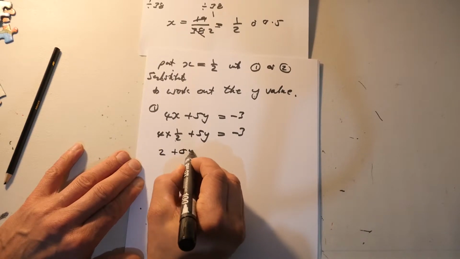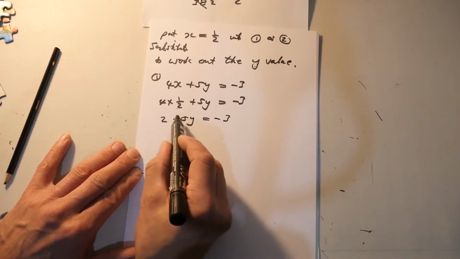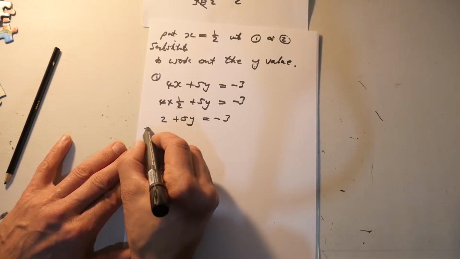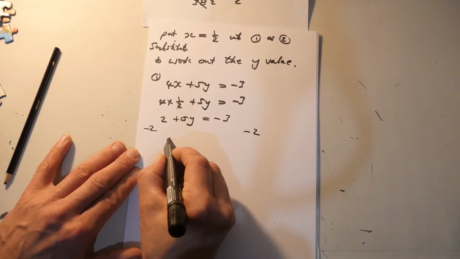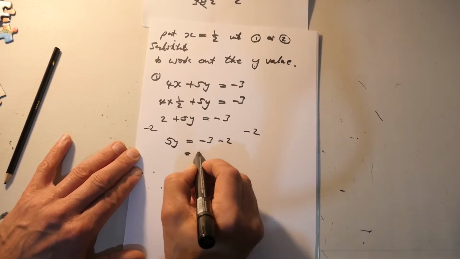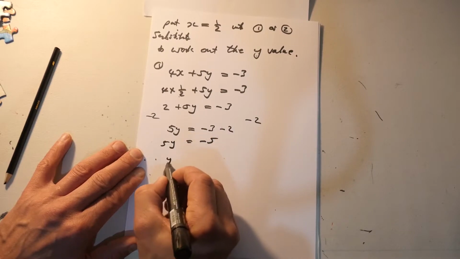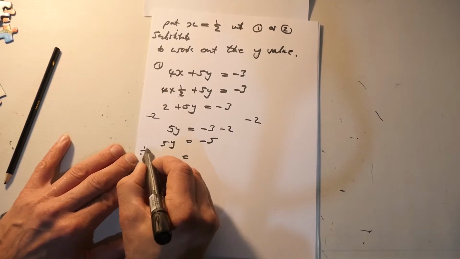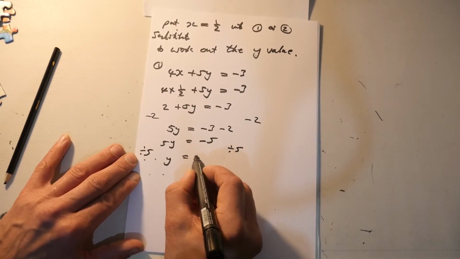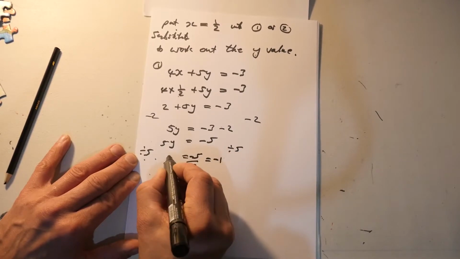2 plus 5y equals minus 3. Okay, then we take 2 from each side to bring 2 over to that side to get 5y on its own. So you get minus 2, minus 2, you get 5y equals minus 3 minus 2, which equals minus 5. So y equals, divide both sides by 5, okay, to get rid of the 5 here. So you get minus 5 divided by 5, which equals minus 1.